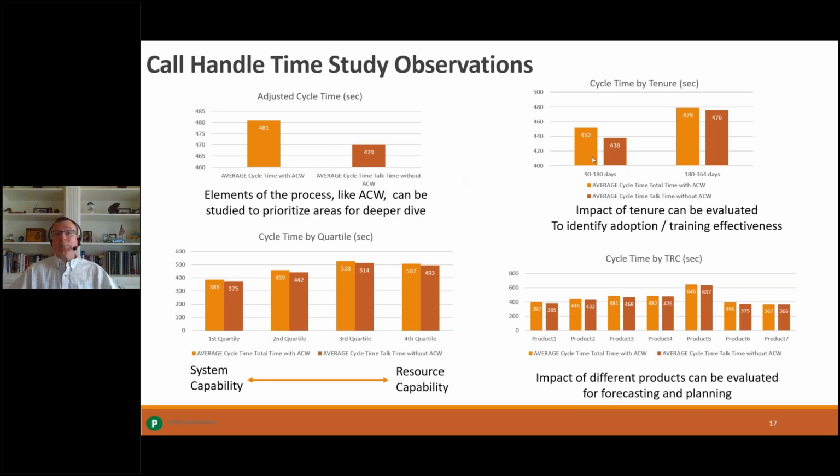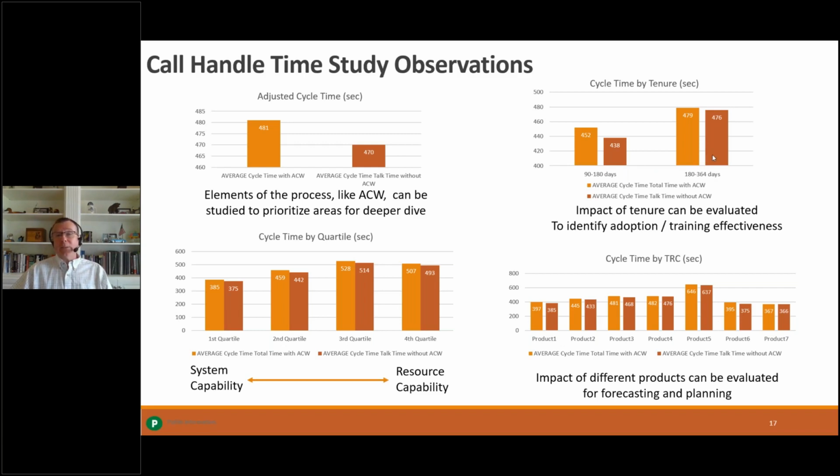Here's a case where we were looking at the cycle time, and we divided it by tenure. And so you can see our cycle times here for the folks that had 90 to 180 days, and then you can see the cycle times for the folks that were 180 to 364. Now you would think that your more tenured folks would be more skilled and able to perform the task at a faster rate, but that's not what we found.